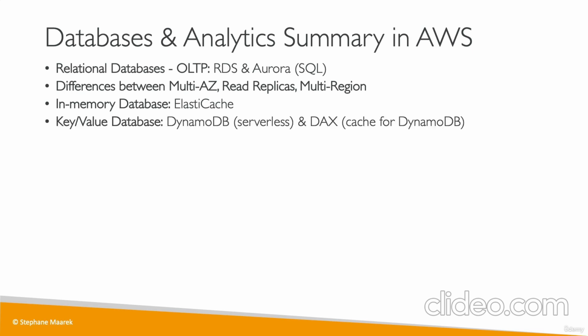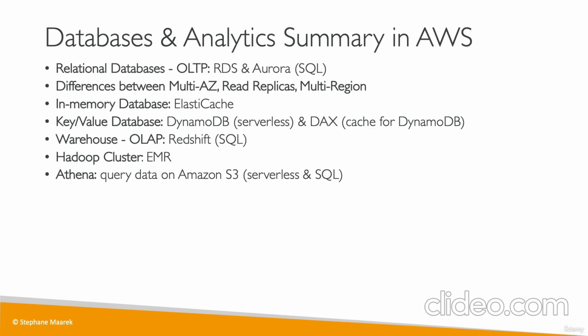If you're looking for a key-value database, think DynamoDB, which is a serverless database. And if you need caching technology for DynamoDB, then use the DAX technology, which is a cache made specifically for DynamoDB. If you're looking for data warehousing or OLAP, online analytical processing, then you need to look at Redshift, which is a warehousing technology, and you can also use the SQL language to query data on Redshift. If you're trying to build a Hadoop cluster to do big data analysis, use the EMR service. If you want to query data on Amazon S3 in a serverless fashion with the SQL language, then use Athena.